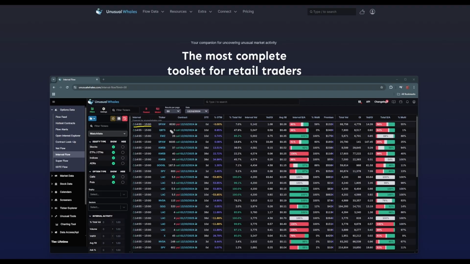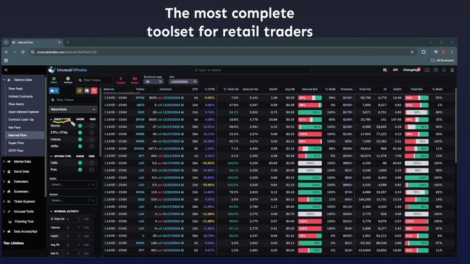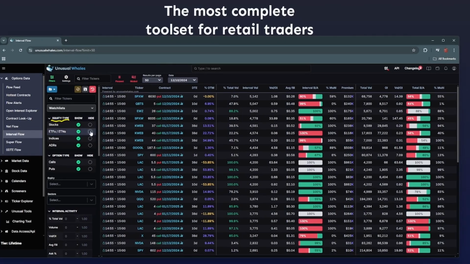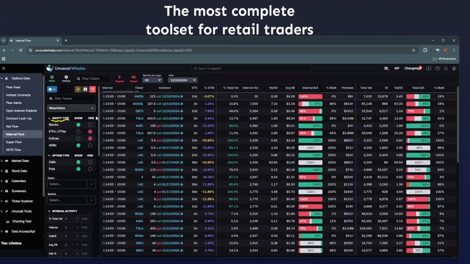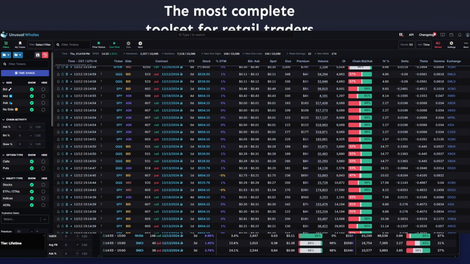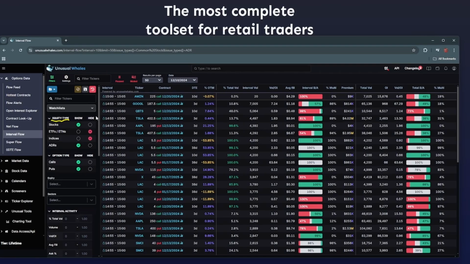they will not show up in this filter. Now, to start us off, for the equity type, I'm going to eliminate ETFs and indices. The reason for this is I'm looking for individual names, and ETFs and indices can get really noisy. So I want to cut out some of that noise by limiting what we're looking for specifically to individual tickers.